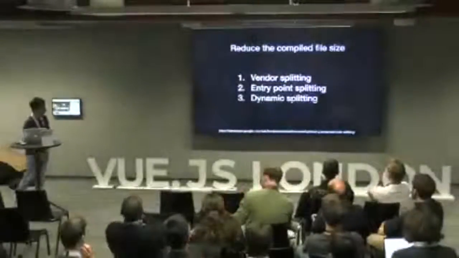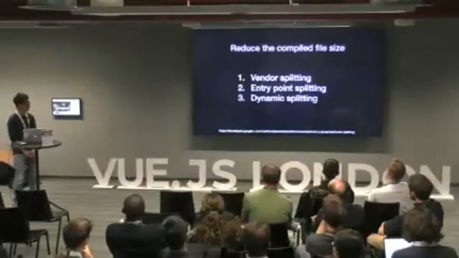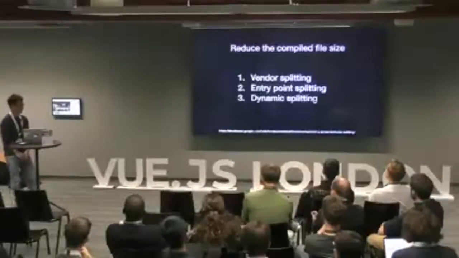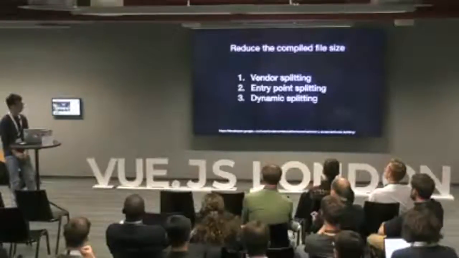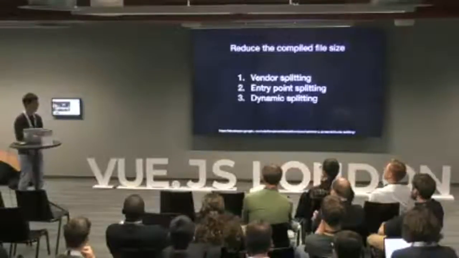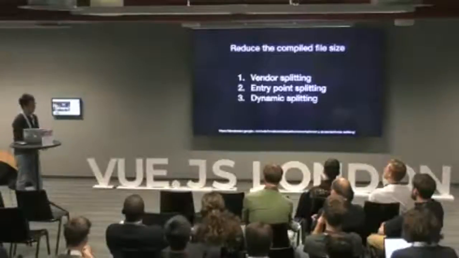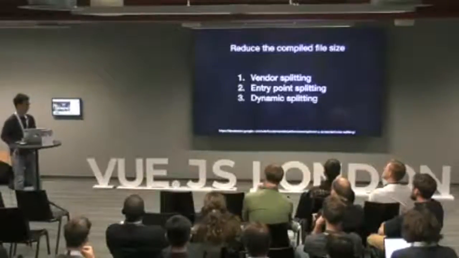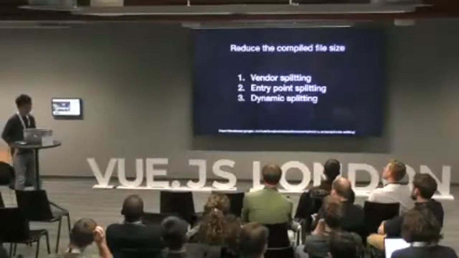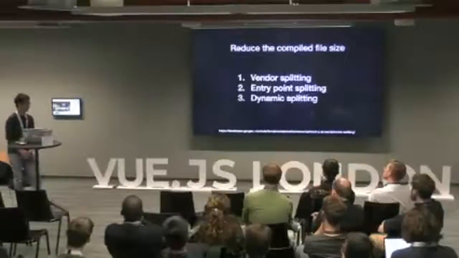So here, referencing some documents by Google, in order to reduce the time, we have to make our JavaScript code smaller than before. There are 3 kinds of ways of splitting our code. The first kind is vendor splitting, where we try to separate the vendor code, something like Vue.js or Lodash, from our app chunk. And the second is entry point splitting.